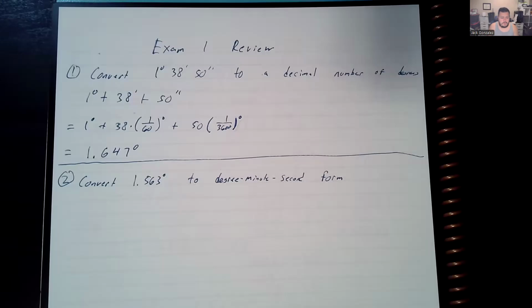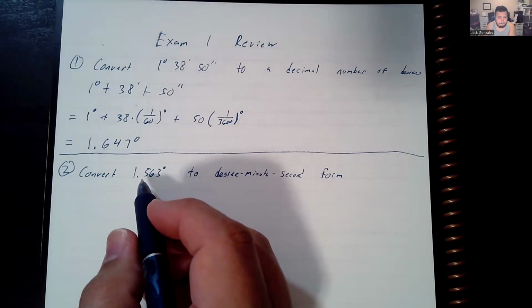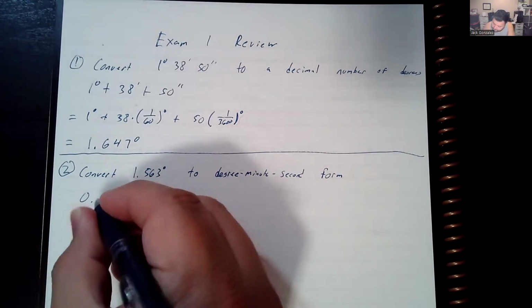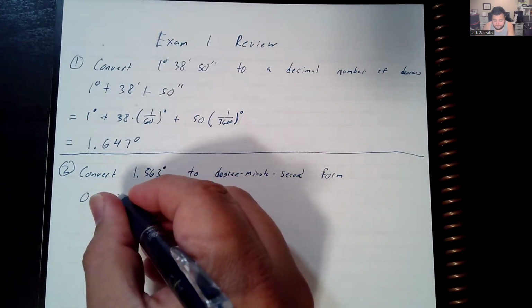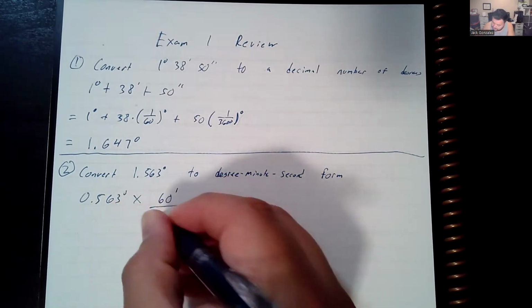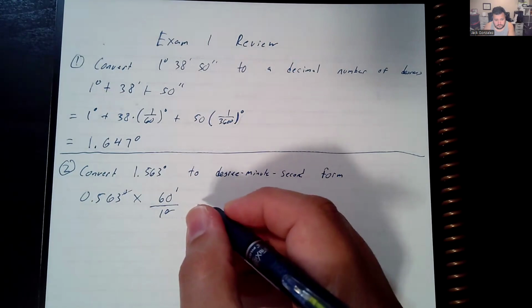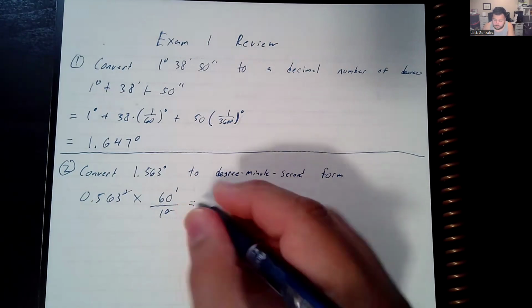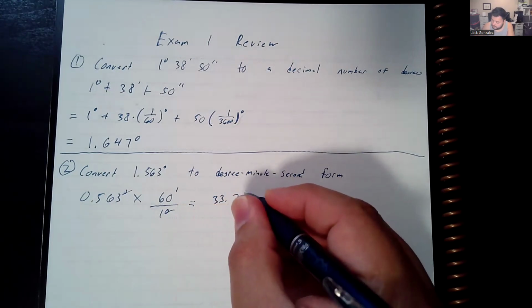Okay, so on this one, we're basically going to do the opposite. So what you do is take this piece, right? You just ignore the one part. Take the decimal and multiply it by this conversion factor. So technically, we're canceling the degrees right there. Right, so then this will give you, and you round to, 33.78 minutes.